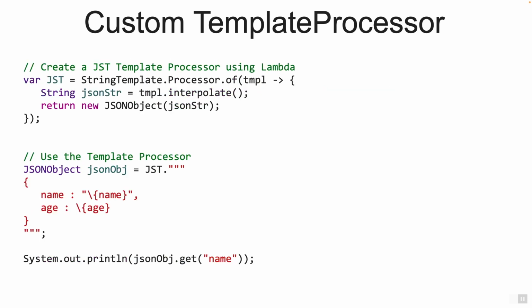One more thing which is worth noting is that you can also use a functional style to create a template processor. For example, on the screen, you can see that you pass a lambda, and the lambda itself takes in a string template and returns a JSON object. You can simply use it in this way, where you use StringTemplate.Processor.of, and then pass in the lambda. That outputs a processor, and then we can just simply use the processor below.